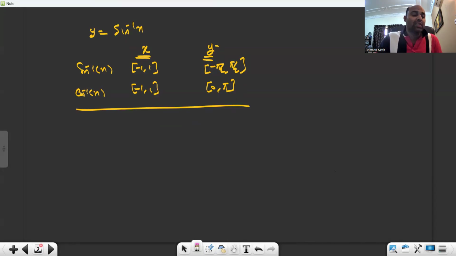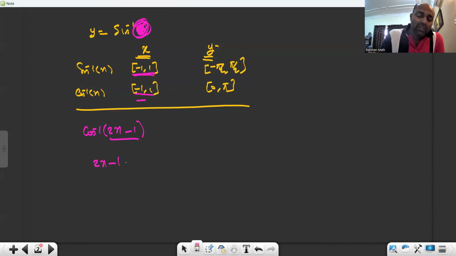Question number 5. They are asking the domain, not the range. Range will be the same thing only. Question number 5: cos inverse of 2x minus 1. This is always lies between, what is coming here? This always lies between minus 1 and 1. So here instead of x, this came. We know that 2x minus 1 lies between 1 and minus 1.